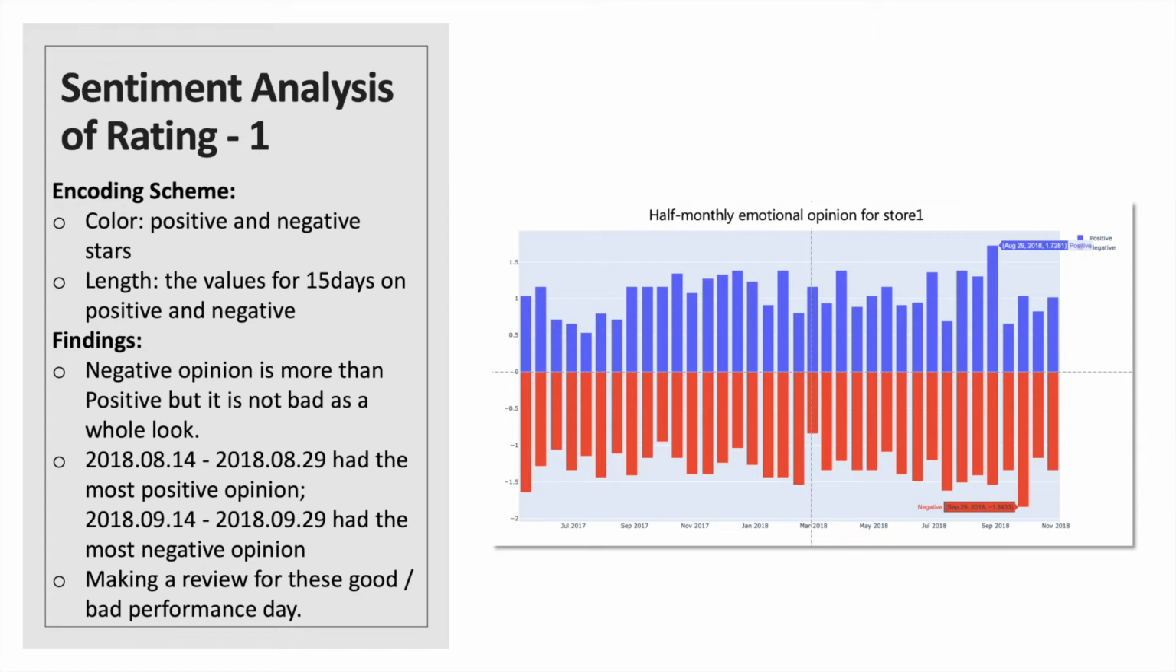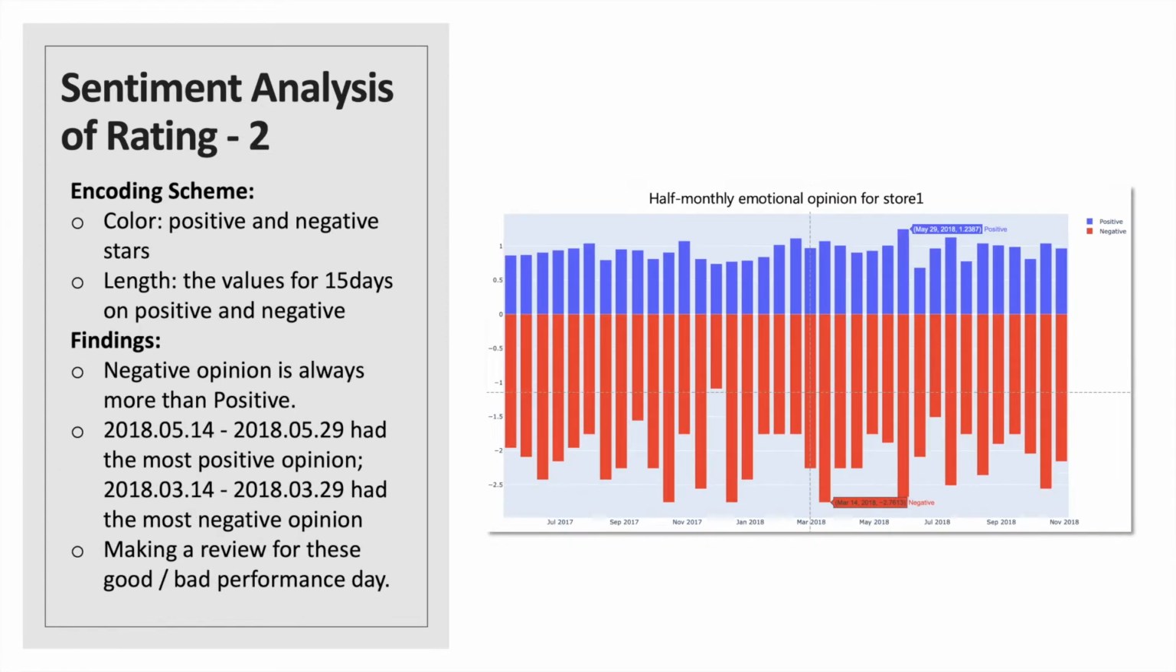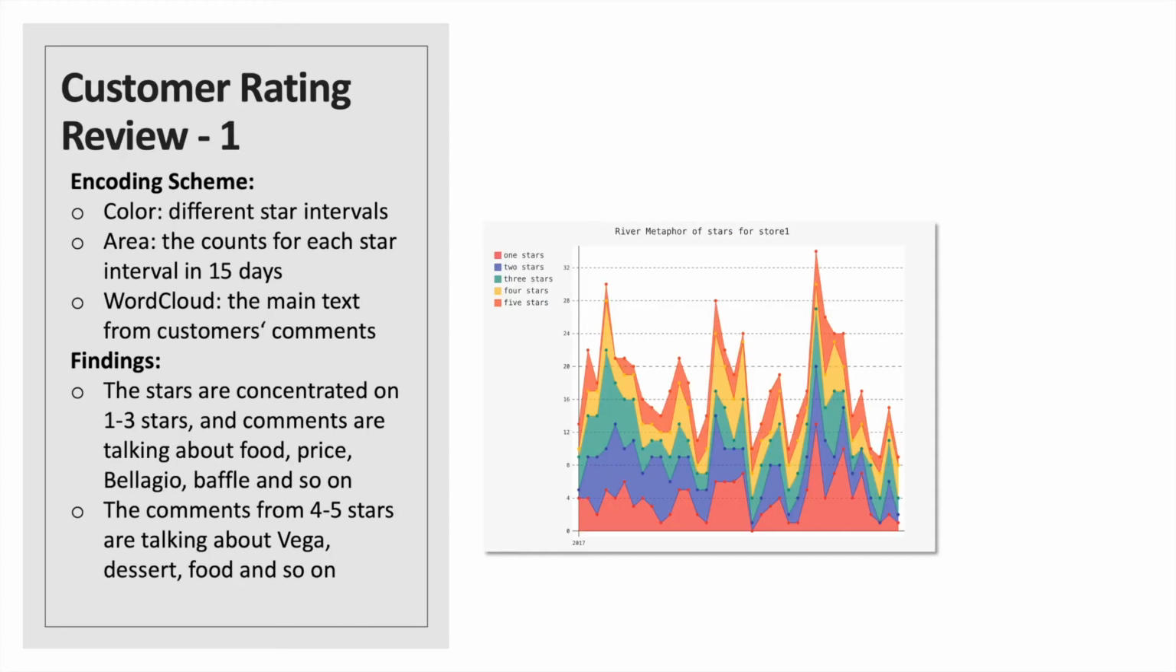So we can make reviews from these good or bad performance days. And for store 2, negative opinions are always more than positive opinions. And from 2018, May 14 to May 29 had the most positive opinions. And from March 14 to March 29 has the most negative opinions, so we can also make reviews for these good or bad performance days.